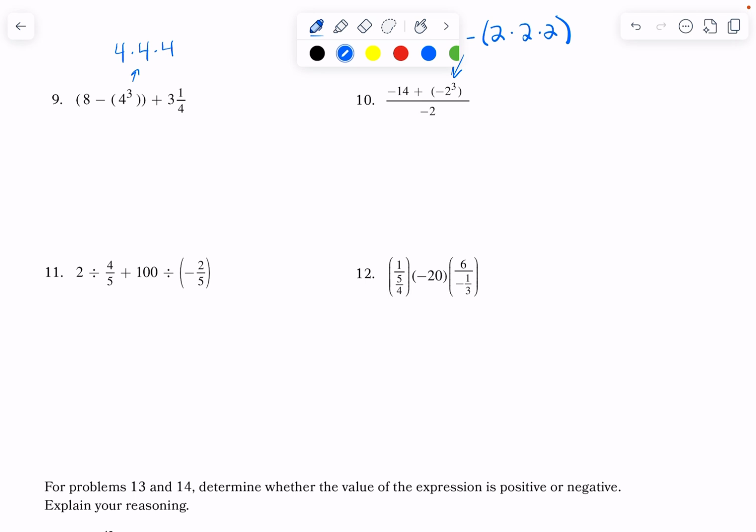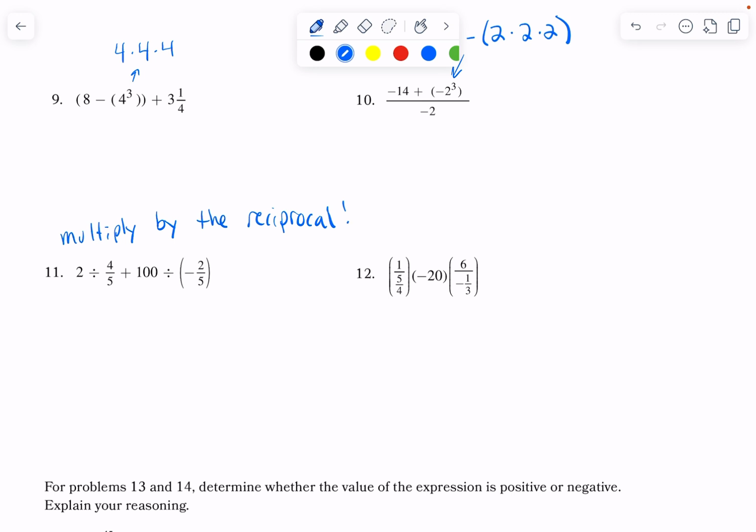11 and 12, these are just division problems here. And do I like to divide fractions? No, I'm going to multiply by the reciprocal. Don't forget to multiply by the reciprocal.